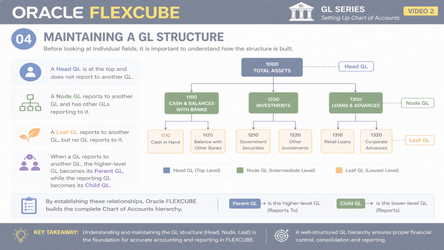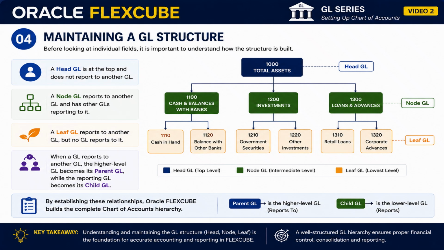Maintaining a GL structure. Before looking at individual fields, it is important to understand how the structure is built. A head GL is at the top and does not report to another GL. A node GL reports to another GL and has other GLs reporting to it. A Leaf GL reports to another GL, but no GL reports to it. When a GL reports to another GL, the higher level GL becomes its parent GL, while the reporting GL becomes its child GL. By establishing these relationships, Oracle FLEXCUBE builds the complete chart of account hierarchy.